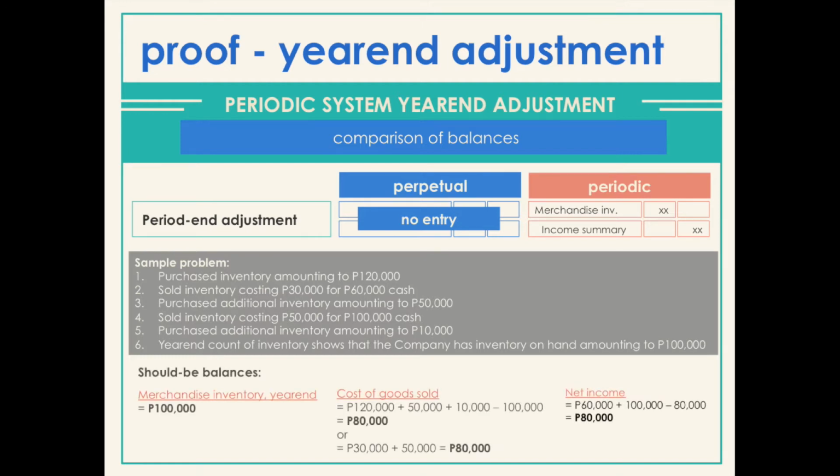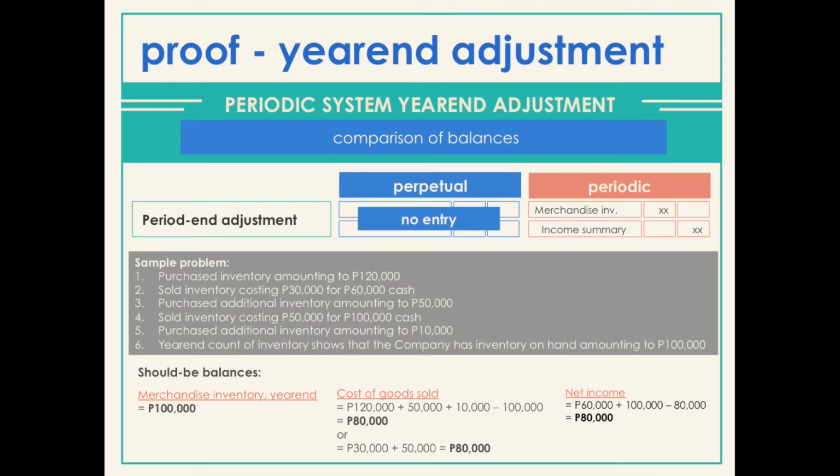First, let's compute for the should-be balances, regardless of the inventory system to be used. What are the correct amounts for inventory at year-end, cost of goods sold, and the net income for the period? Based on number 6, inventory at the end of the year is 100,000 pesos. Then we get cost of goods sold by adding the cost of inventory sold in transactions 2 and 4. 30,000 plus 50,000, we get cost of goods sold of 80,000 pesos.